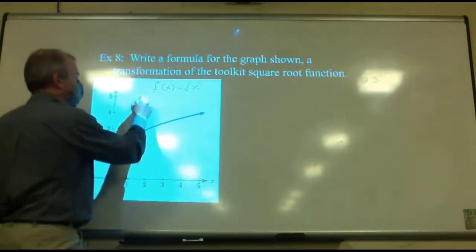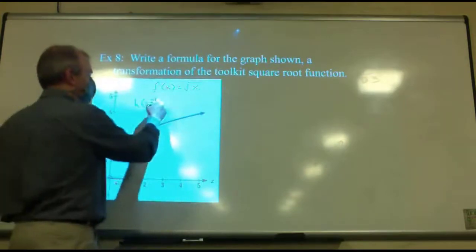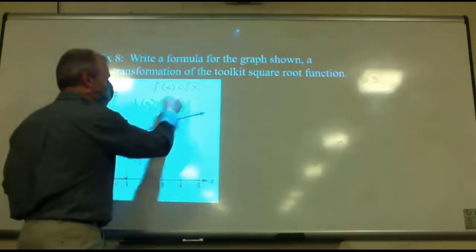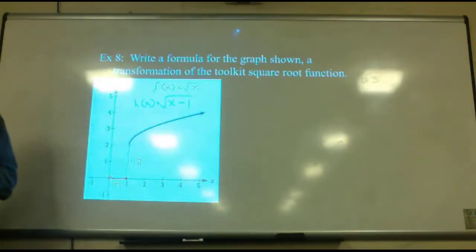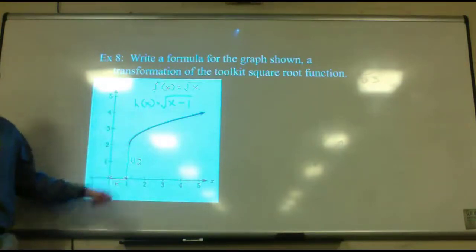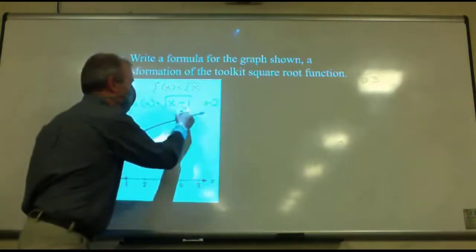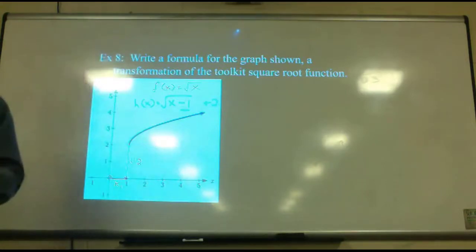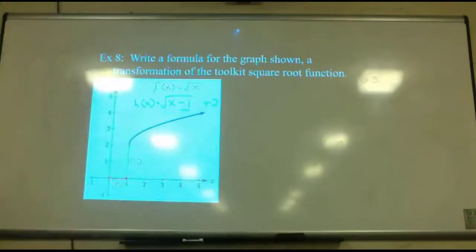So h of x, because that's what they told us this was, equals the square root of x minus 1. Okay, square root of x minus 1. What does the x minus 1 do? Moves it to the right 1. Perfect. Then what else happened? Up 2. We have to put a plus 2 on the end. Remember, the stuff in here moves left and right, grouped with the x. The stuff on the outside moves up and down. Does that one make sense? Hope so, because I can guarantee you're going to see at least 1 or 2 like that on the test.